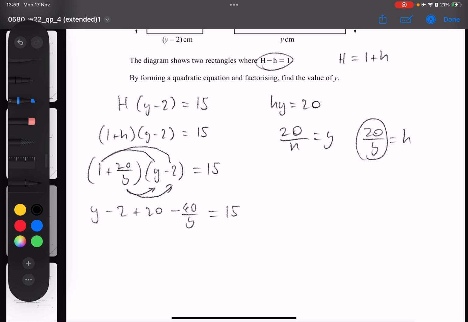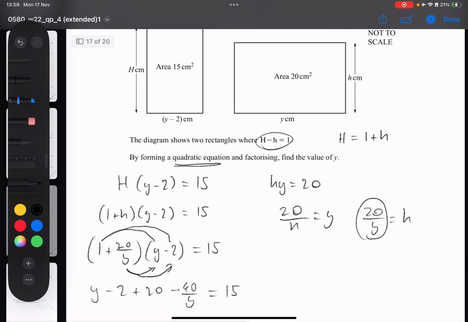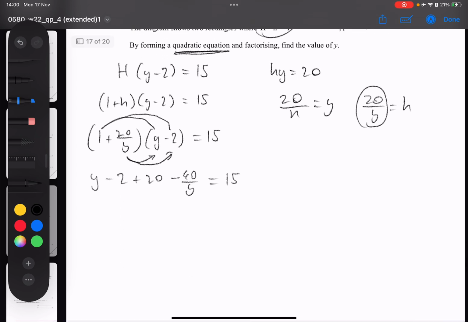So we've taken a few bites of this, but then we've got to think, right, what are we going to do now? The thing is, we want this to be a quadratic because it does tell us in the question, by forming a quadratic equation. So that's giving us clues on what to do. This isn't a quadratic, but we can make it into that. I'm going to give you a quick moment to think about how we can do that.